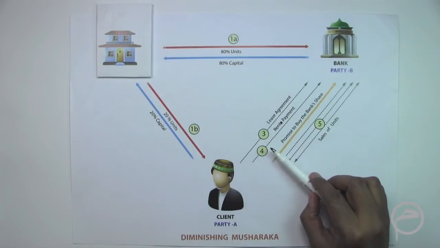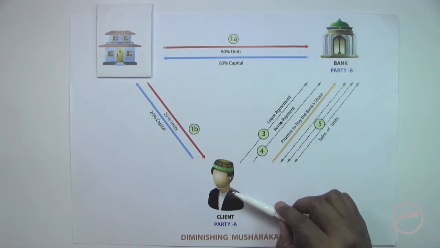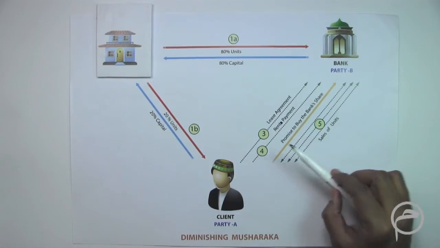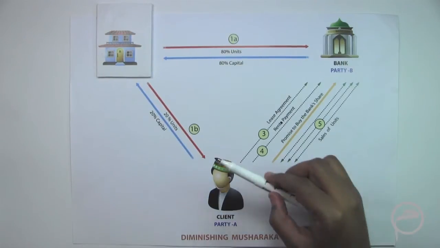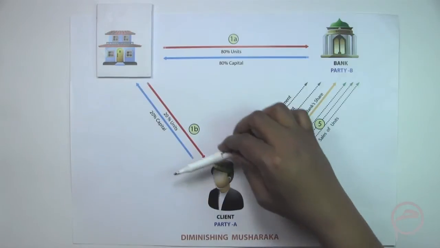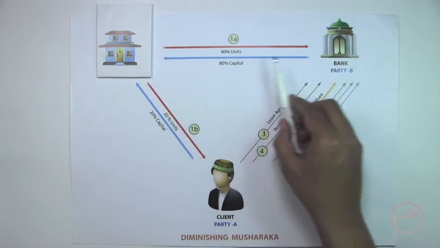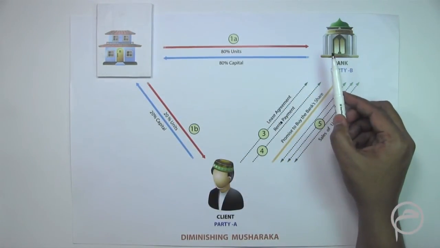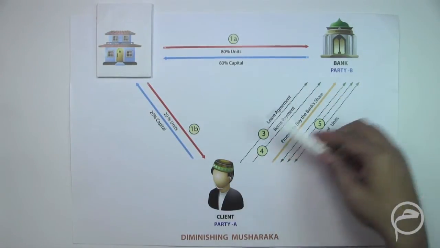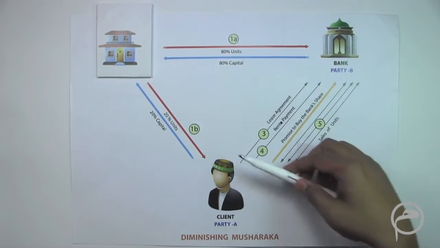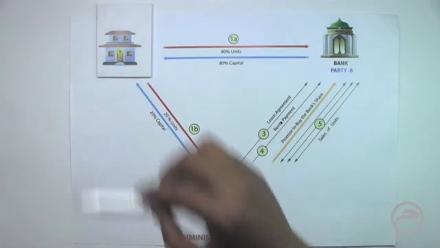So on every lease payment date or rent payment date, on the same date the customer purchases a portion of the property from the bank. So the ownership of the customer keeps on increasing in the property and the ownership of the bank keeps on decreasing. At the end of the term of the musharaka, all the ownership is transferred to the customer and the customer becomes the complete owner of the property.